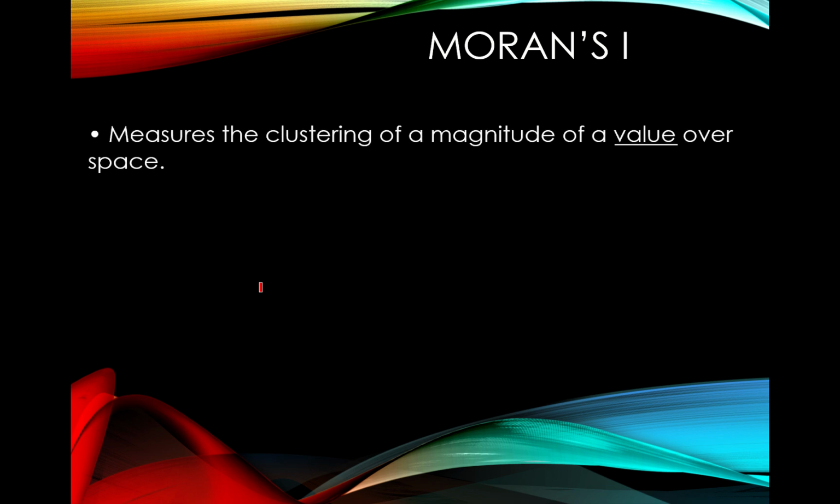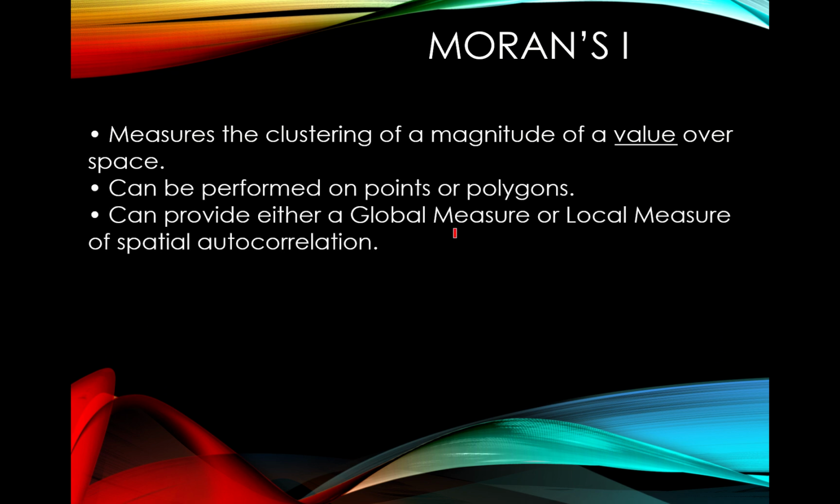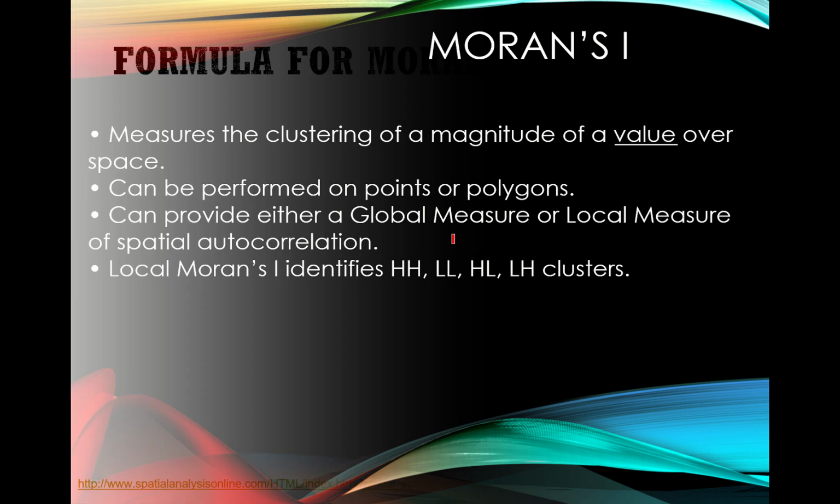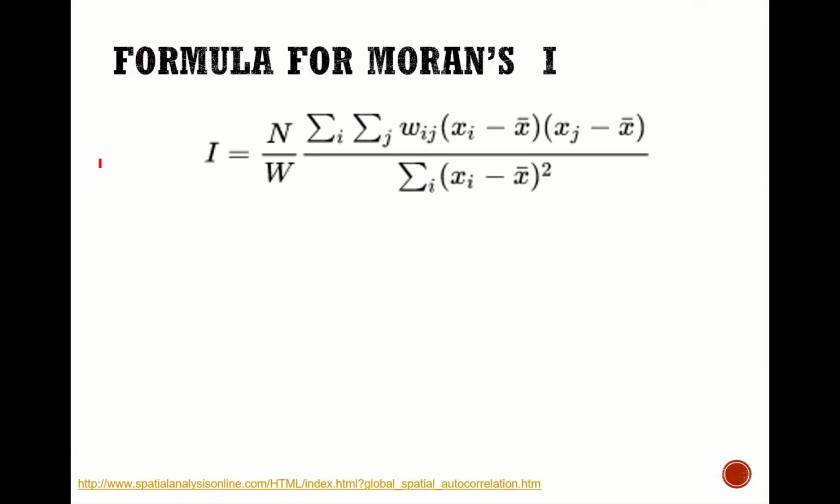So again, the Moran's I is looking at how the clustering of a magnitude of a value occurs over space. Again, we can apply it to points or polygons. It can give us a global measure or a local measure of spatial autocorrelation by looking at the clusters themselves. Okay, so how is the Moran's I calculated?